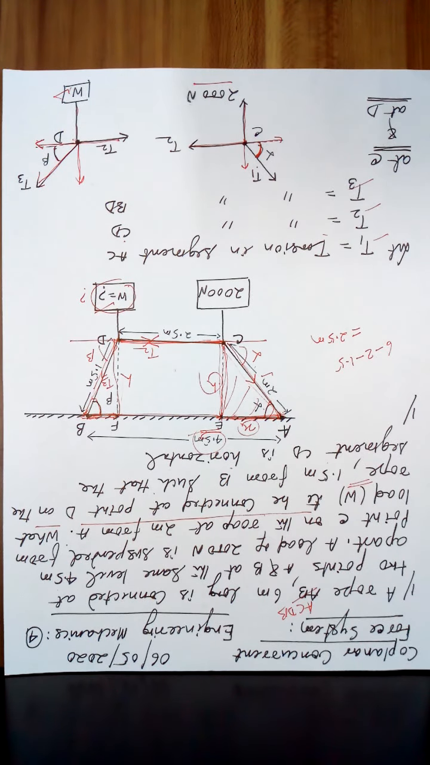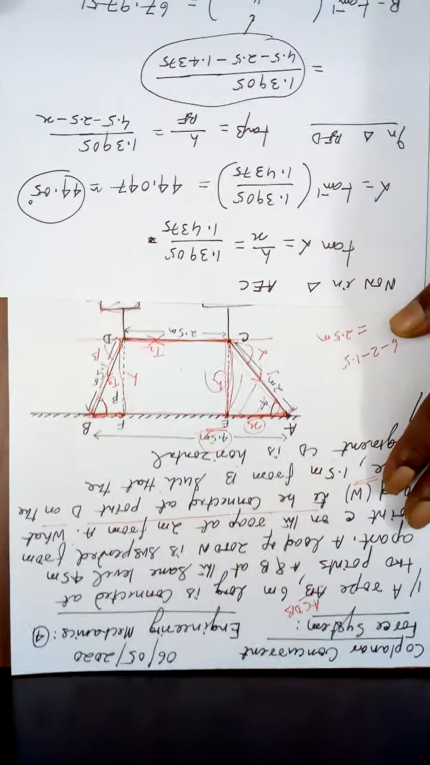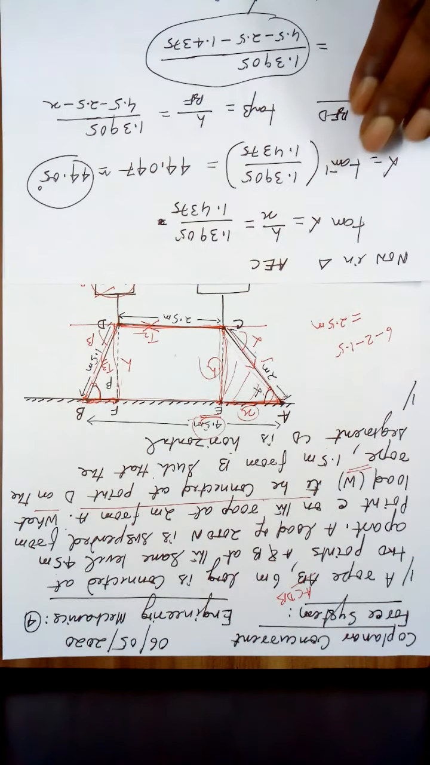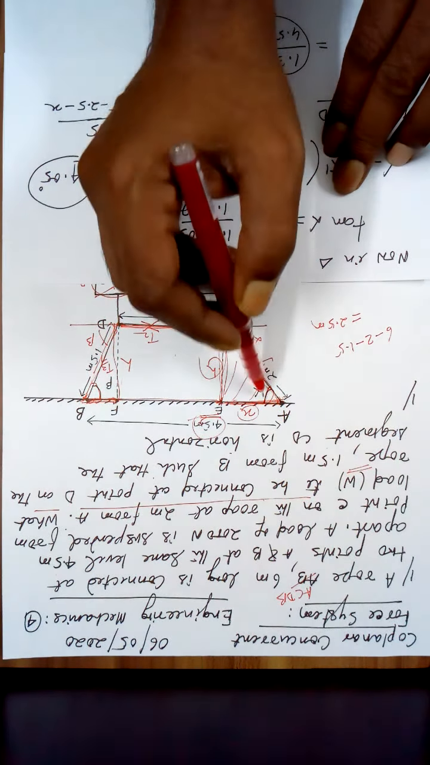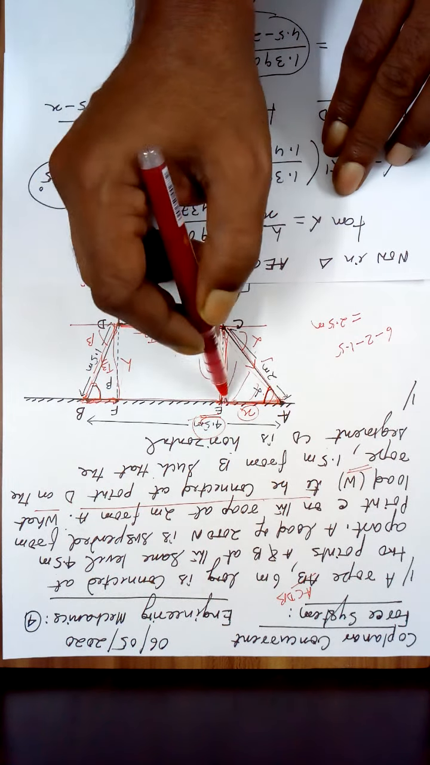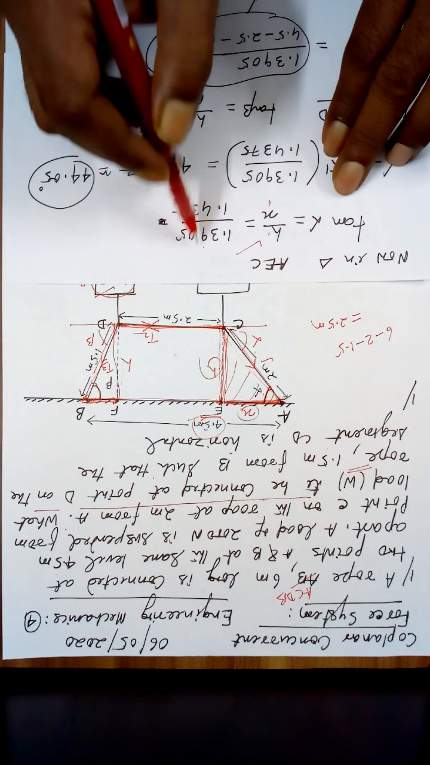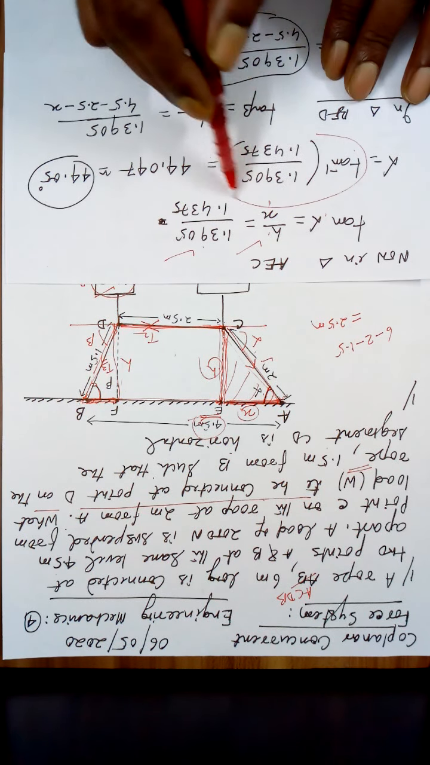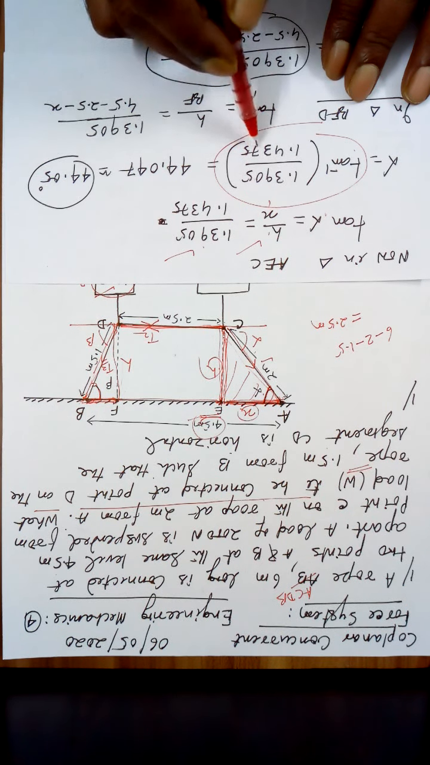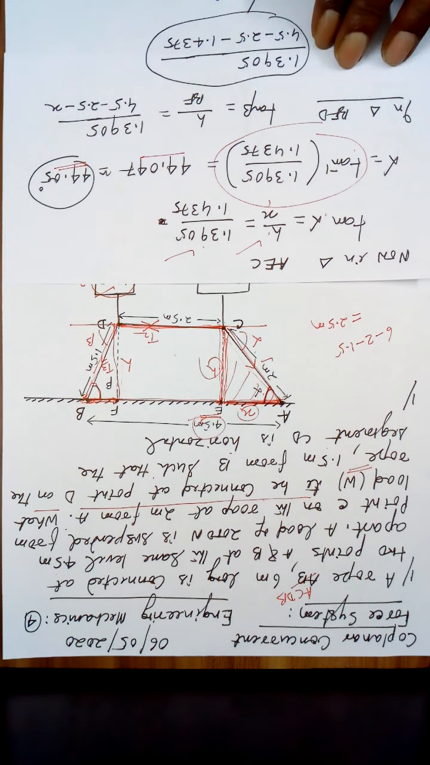Now in triangle AEC, let this angle be alpha. Therefore tan alpha is h over x. h we have found out, x we have found out, h over x. So alpha is tan inverse of this. This you put in a scientific calculator. This over this comes out to be this. Tan inverse of that is 44.05 degree.